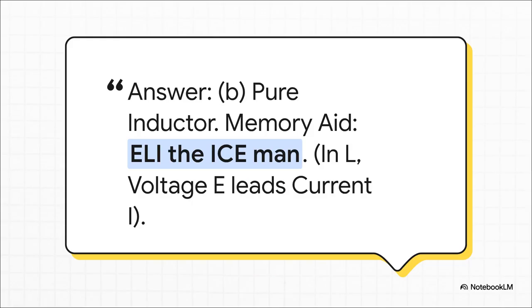And here's the best memory aid ever, ELI the ICEman. For an inductor, L, voltage, E, comes before current, I. That's ELI. And for a capacitor, C, current, I, comes before voltage, E. That's ICE. Works every time. Okay, rapid fire. What's the condition for resonance? XL equals XC. And in a pure resistor, current and voltage are perfectly in phase.